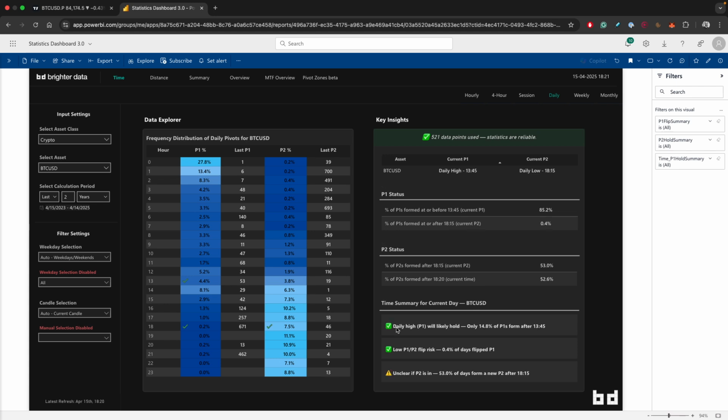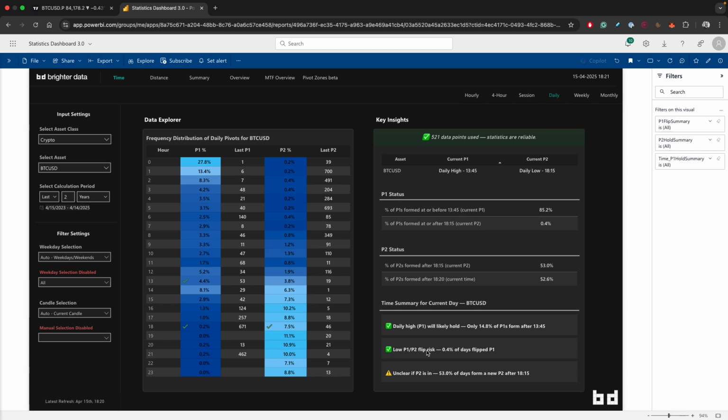So there you go. And now it flipped, right? And now we know that it will likely hold because only 14.8% of P1s form after 1:45. All right, too bad it kind of flipped because I was right in the middle of explaining that, but still very cool to see that live playing out so nicely.